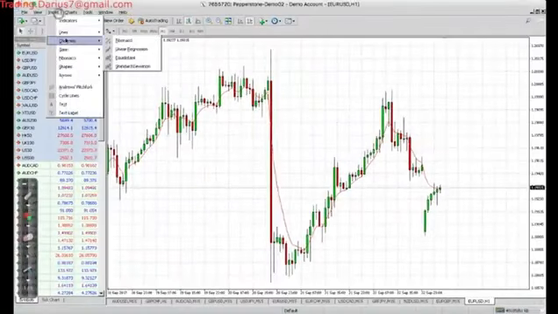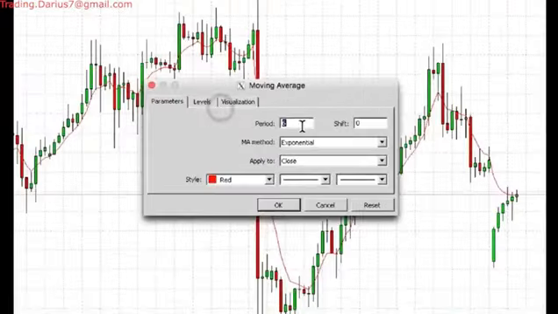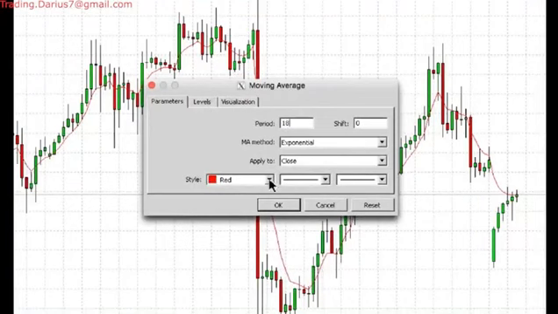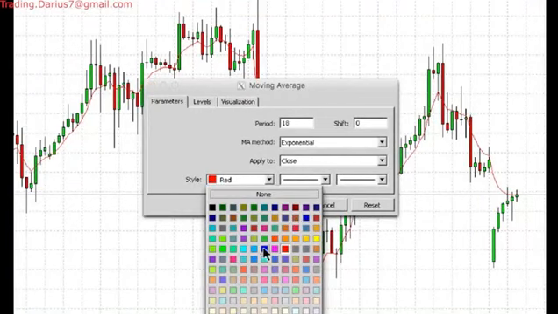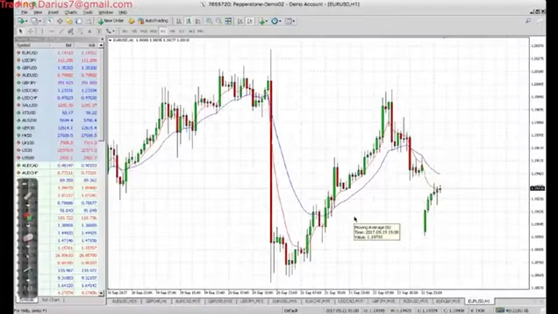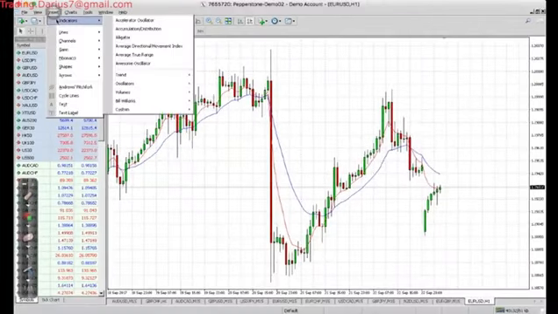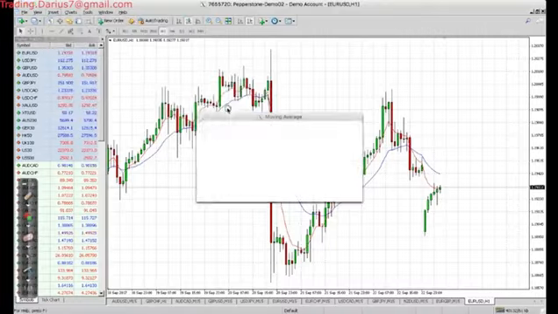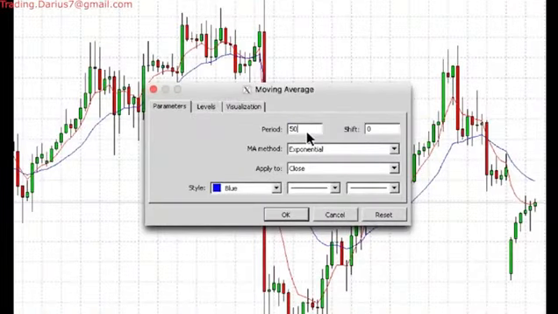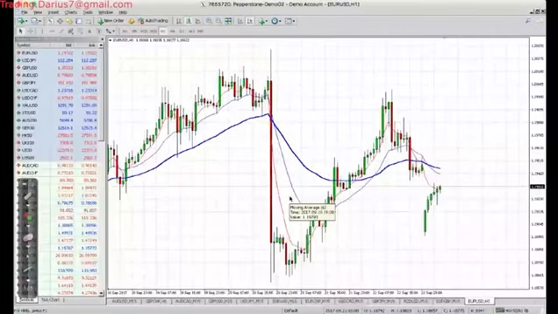Again, I'm gonna insert indicators, trend, moving average. Next one, 18 EMA, blue, thin line. Okay, there we go. So that's our 6 and 18 EMA. Next, we're going to put in our 50 EMA. Insert indicator, trend, moving average, 50. Now for 50, it's going to be blue as well, but it's going to be a thick line. There we go. That's our 50 moving average.